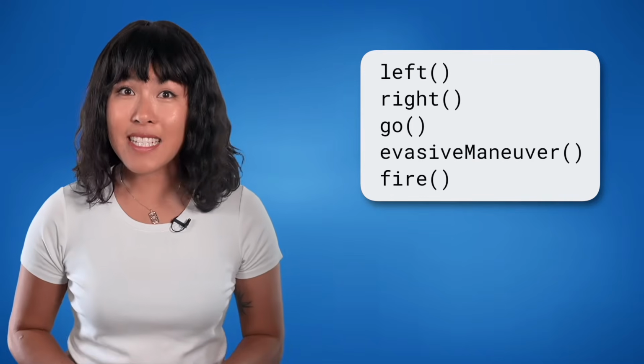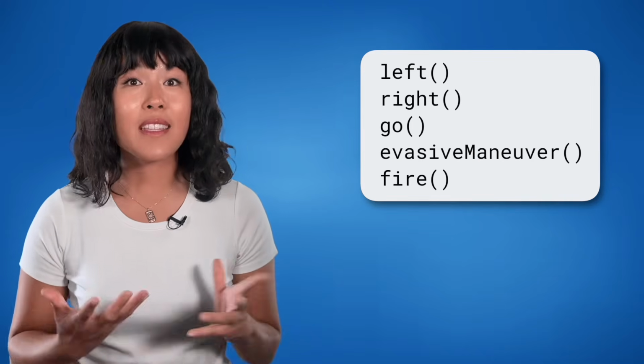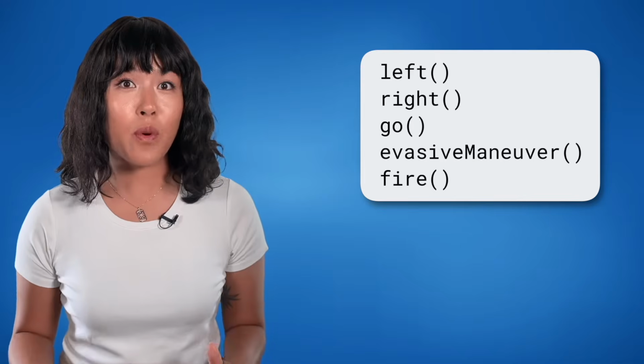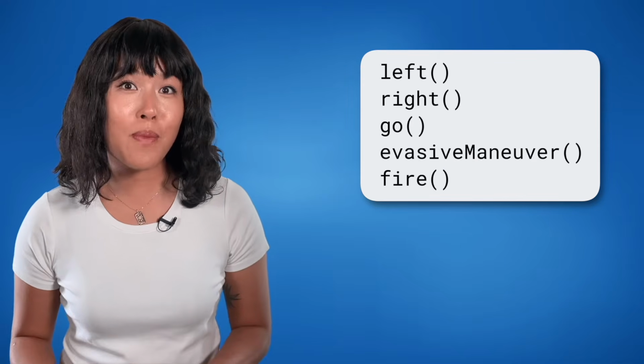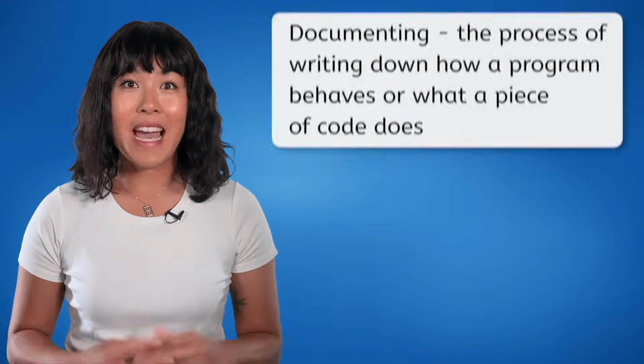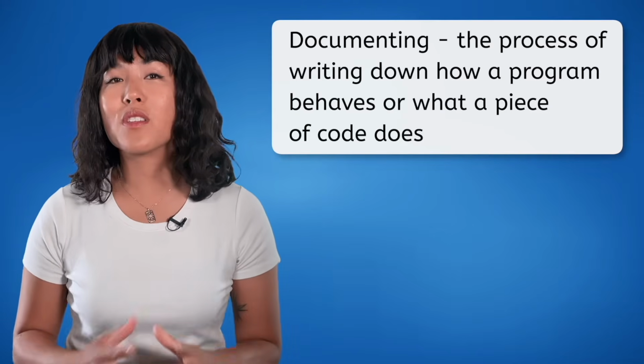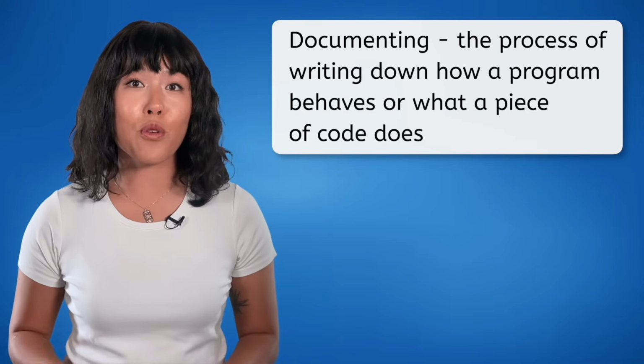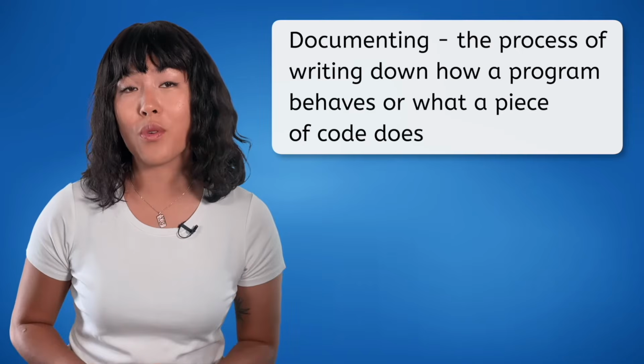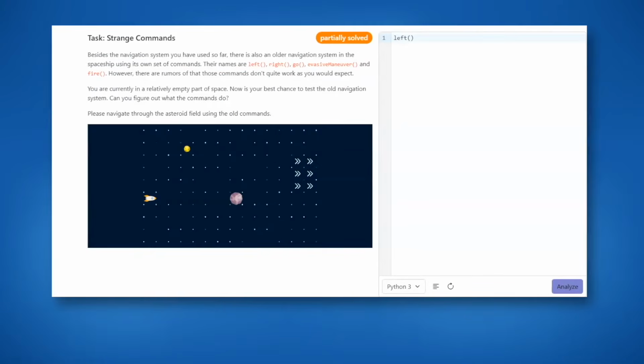Yes, we can test each function first by calling them and seeing what they do. Once we know what each function does, we can document what we have learned. Documenting code is the process of writing down how a program behaves or what a piece of code does. Let's look at one function together.